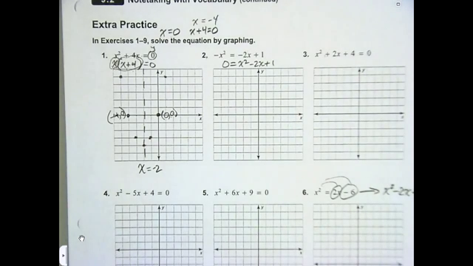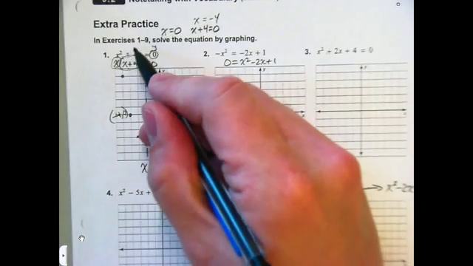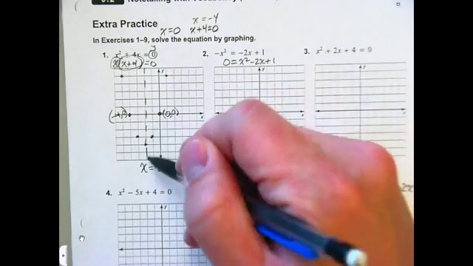Is there any way you can find the axis of symmetry without graphing? That's the opposite of b over 2a. Yep, you could have done x equals opposite of b over 2a and found that. Right? Negative 4 divided by 2 is negative 2.